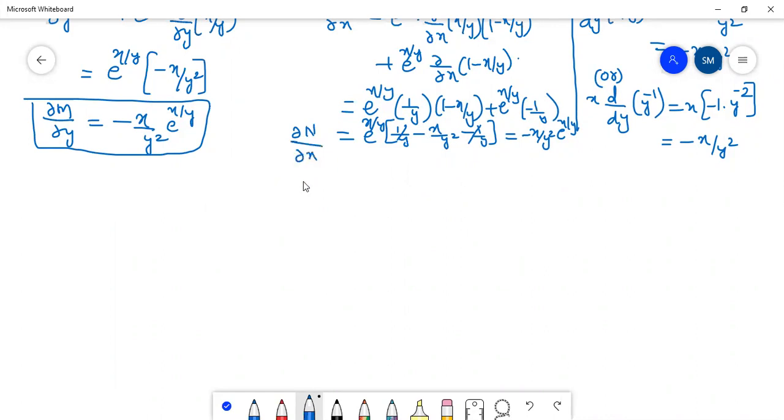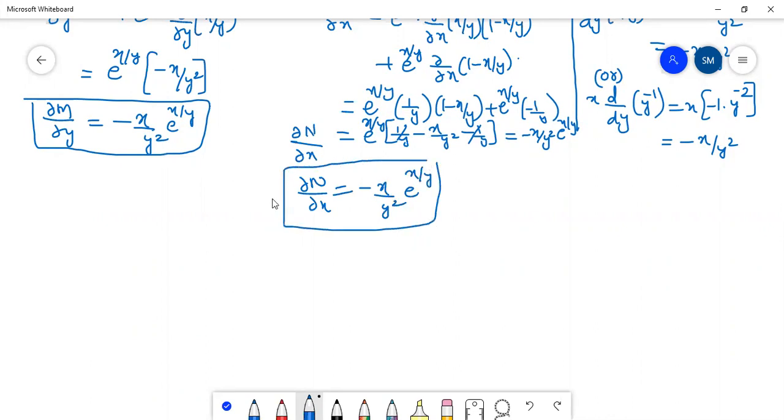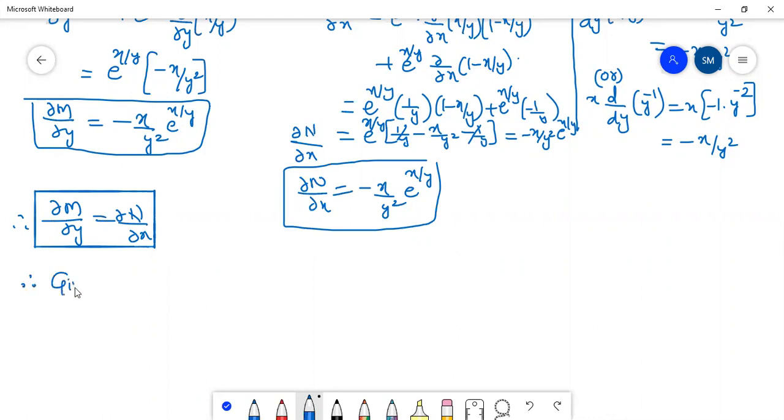Dou n by dou x, exactly. Dou n by dou x is equal to minus x by y square into e power x by y. Observing these two derivatives, they are clearly equal. So dou m by dou y is equal to dou n by dou x. Therefore, given equation 1 is an exact differential equation. Next step, we can go for the general solution.